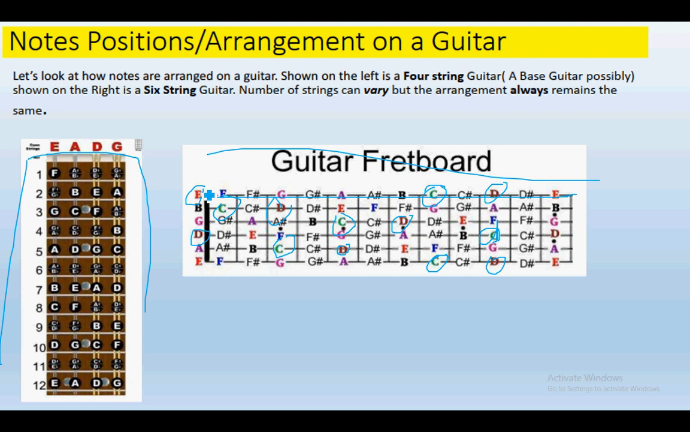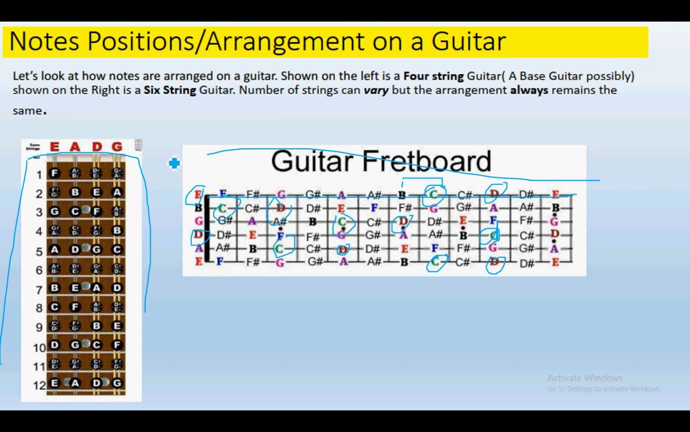Remember note arrangement, don't forget, very important. From E you have F, F sharp, G, G sharp, A, A sharp, B, and remember there is no note in between B and C. Then from B you have C, C sharp, like that. You go to the other strings. This fretboard is arranged in ascending order, in sharps.